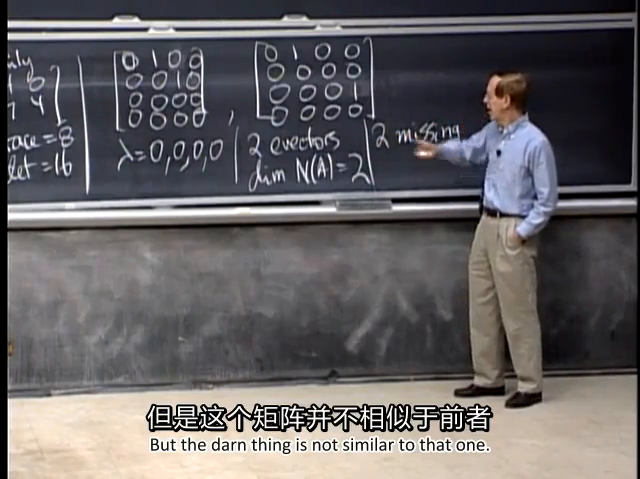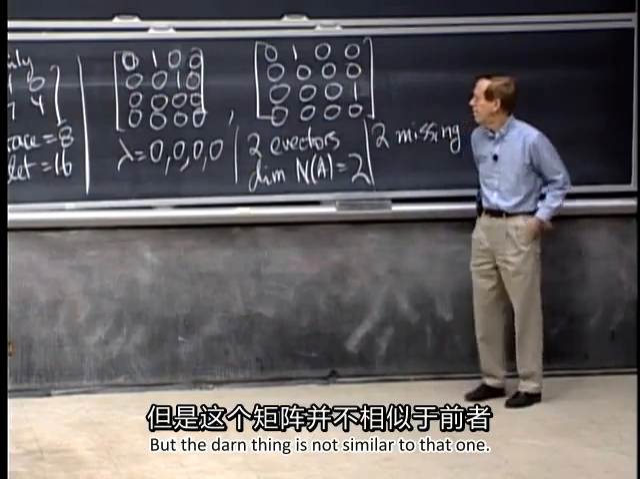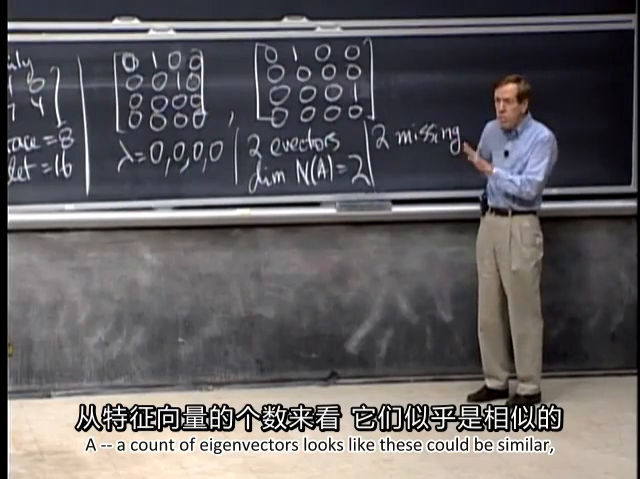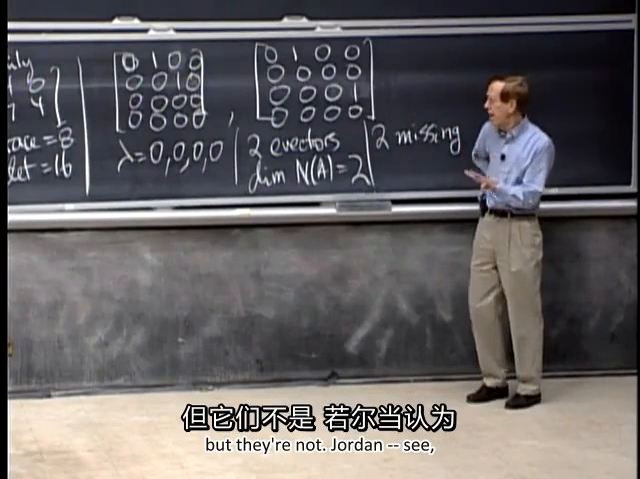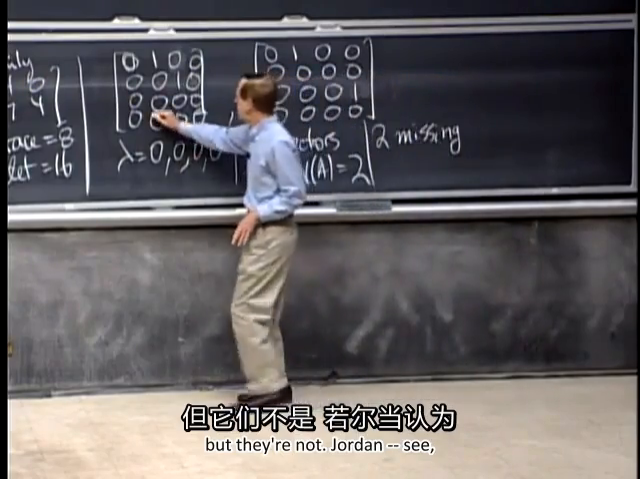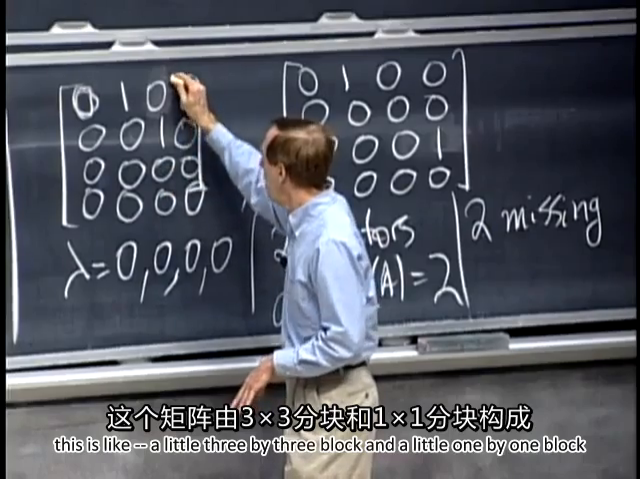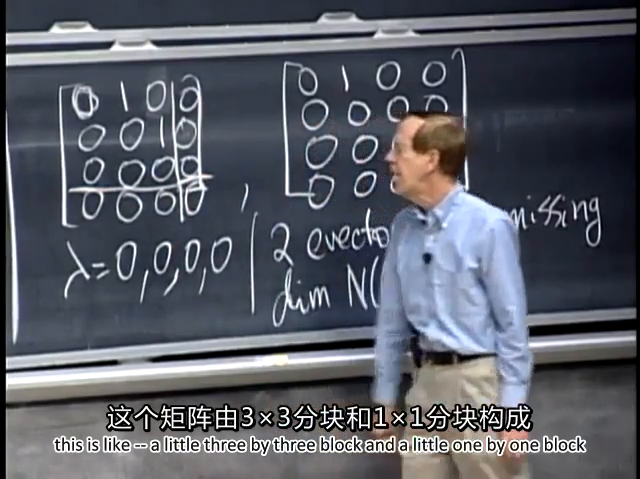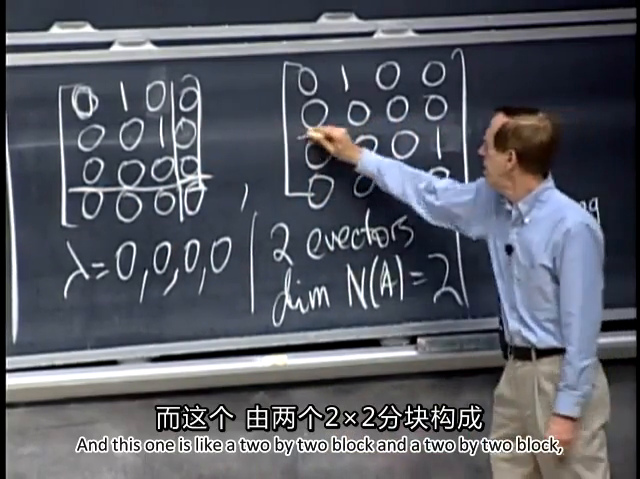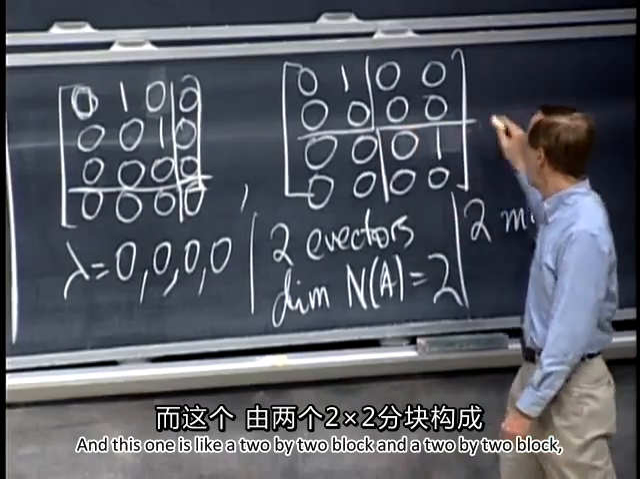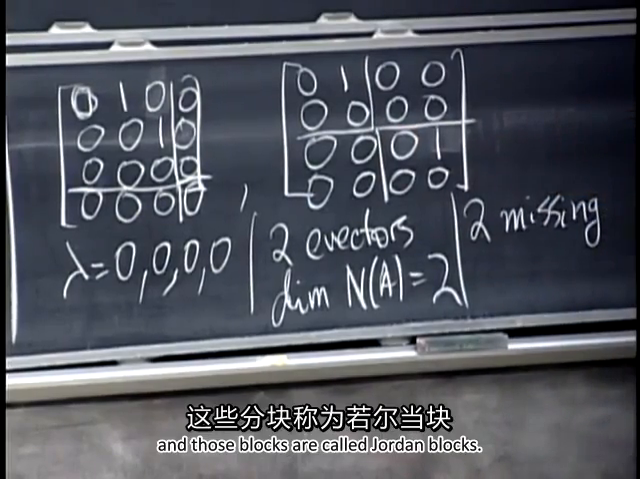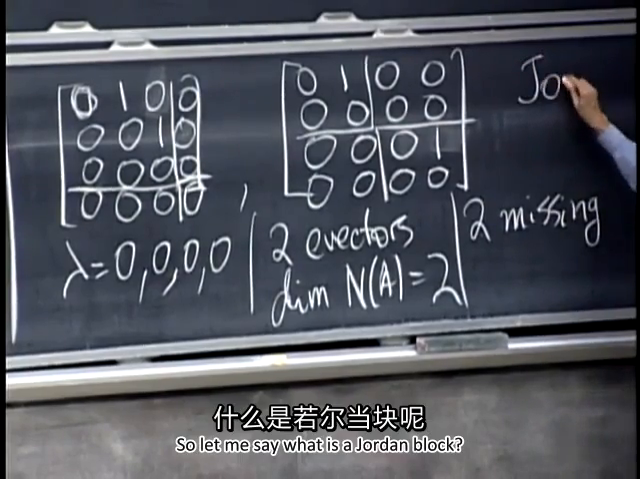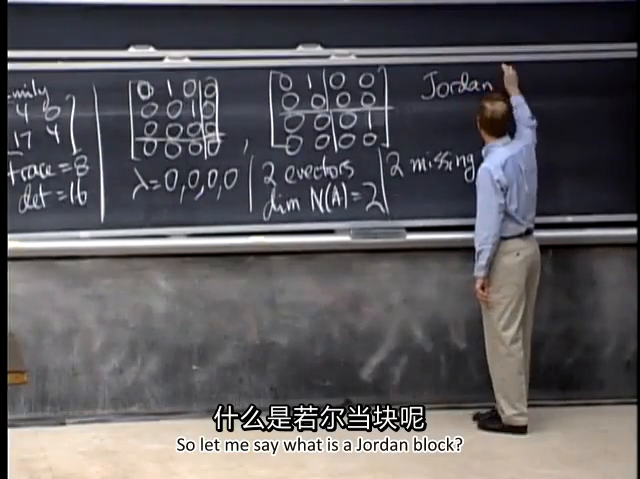But the darn thing is not similar to that one. A count of eigenvectors looks like these could be similar, but they're not. Jordan, see, this is like a little 3 by 3 block and a little 1 by 1 block. And this one is like a 2 by 2 block and a 2 by 2 block. And those blocks are called Jordan blocks. So what is a Jordan block?